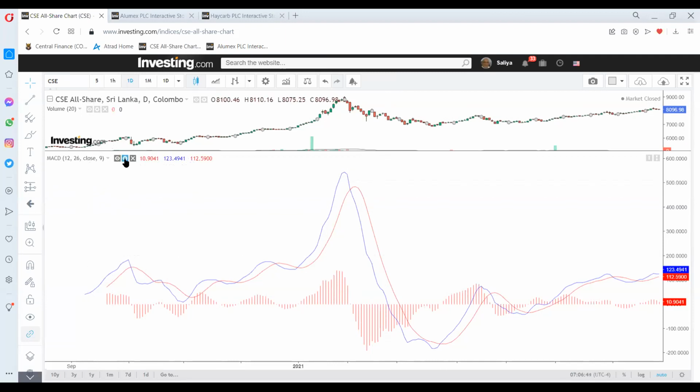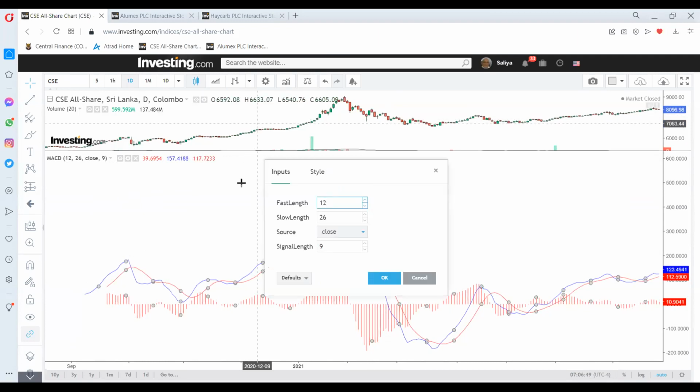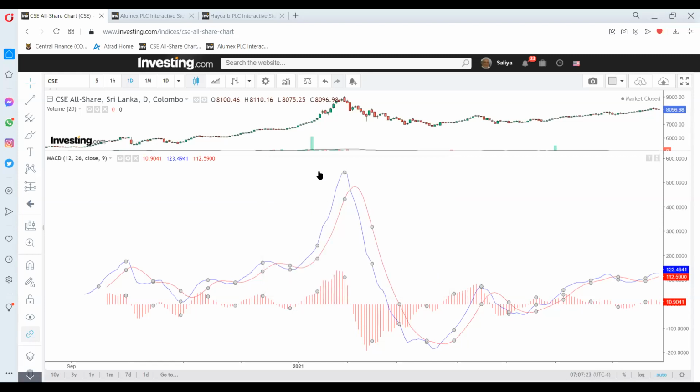If you go to the settings in the MACD indicator here, which is the format, you can see that the fast length is 12, the slow length is 26, and the signal length is 9. So what it means by fast length 12 is the exponential period of 12, and the slow length is the exponential moving average of 26 period. Before coming to the signal length, that 9-day period, let's look at the MACD line.